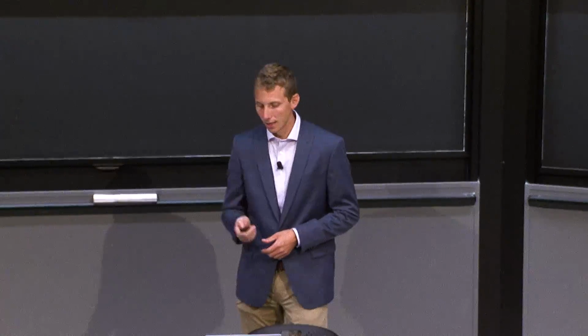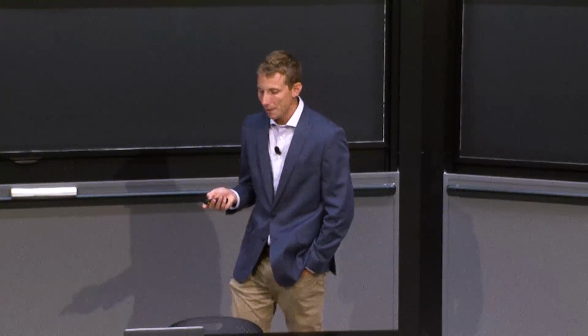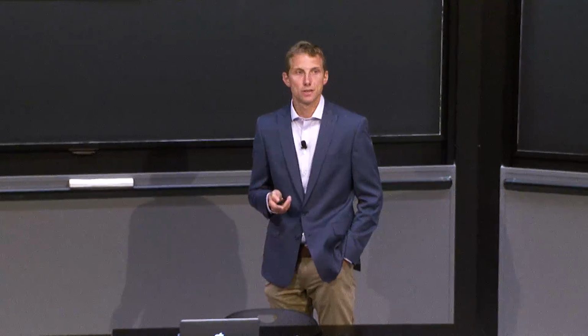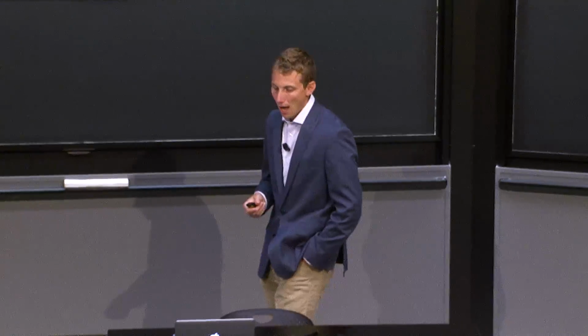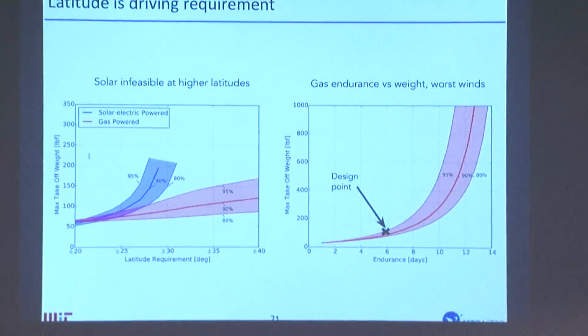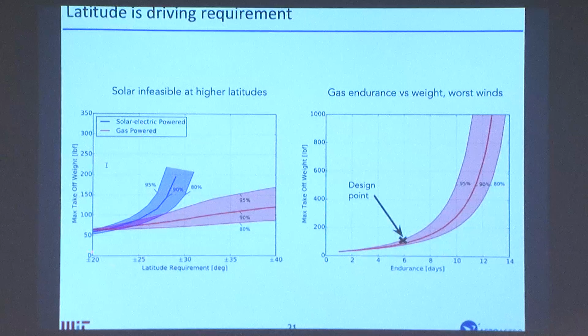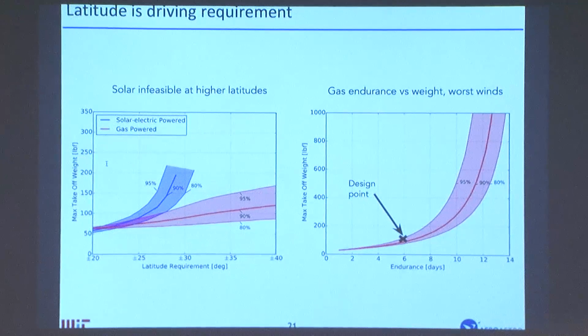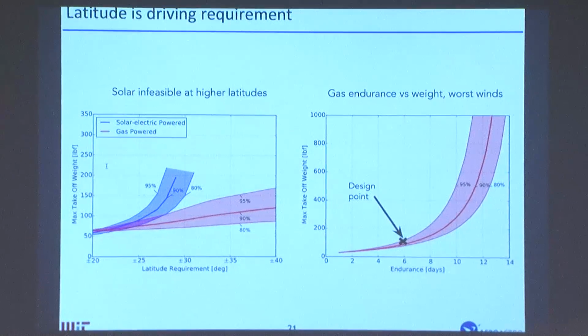It's very fast. So with that capability, we did some early studies, and this was actually just like 3 weeks in to this development effort, and we compared solar and gas. So what you're seeing here is, on the left, we're plotting things against latitude. How far from the equator are you? And in blue, you see solar, and in red, you see gas, and the y-axis is max takeoff weight. So it's how big is the airplane? How heavy is it? How much does it weigh?